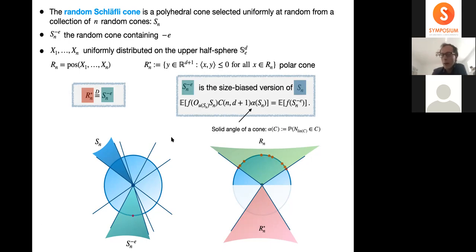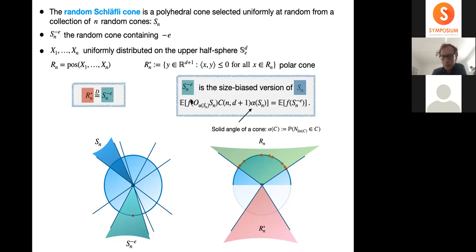These relations follow by rather straightforward computations. I don't want to show you, but you can check that these are true. First of all, the polar of this half sphere cone Rn, the red cone, has the same distribution as the south pole cone here. So these are identically distributed as random cones. The two cones that look downwards here are identically distributed. This is observation number 1.